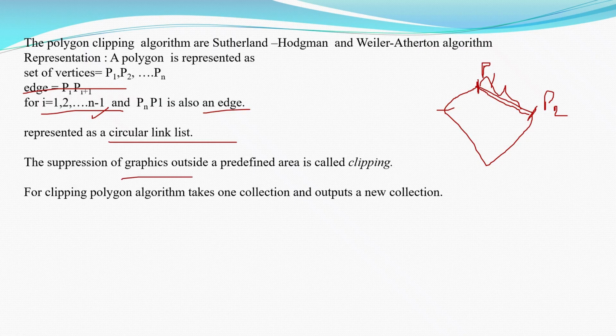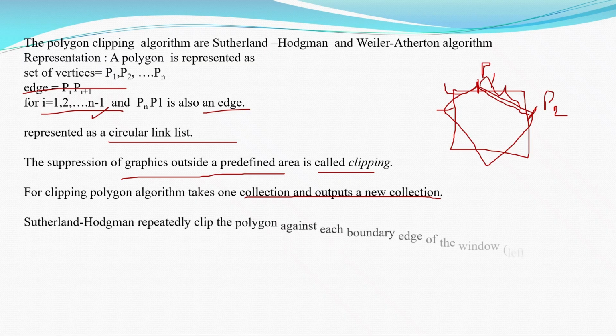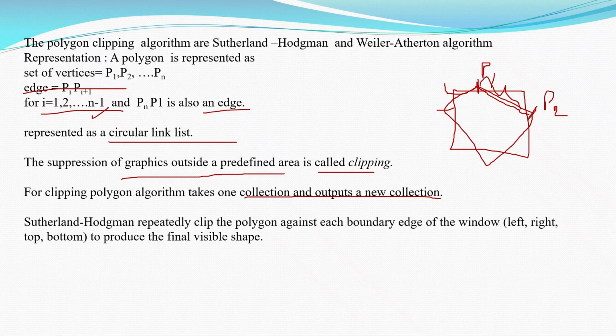The process of removing graphics outside a predefined area is called clipping. This is your polygon and this is your window, and we cut the edges to determine the polygon's visibility. A polygon clipping algorithm takes one collection of vertices as input and outputs a new collection. The given polygon is the input, and we get the clipped one as output.